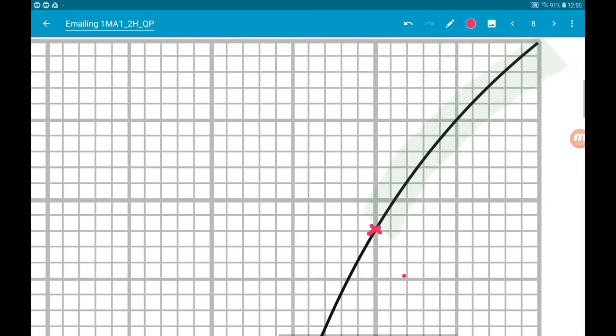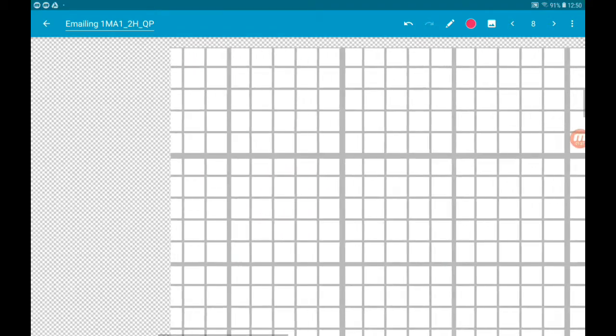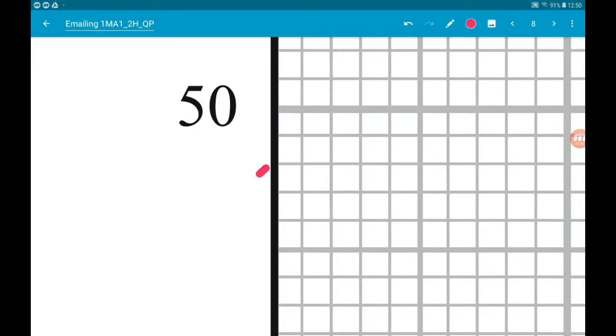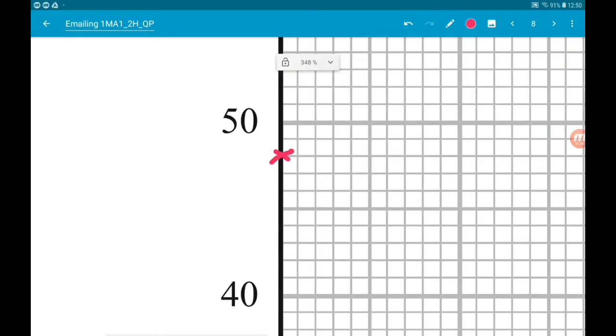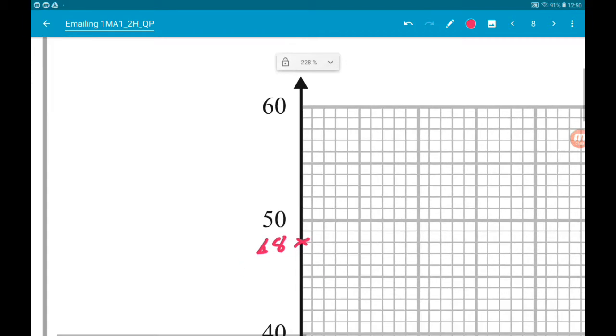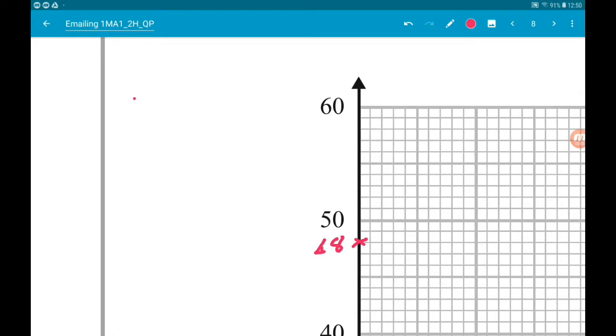So we now go across to get our y value. So we are here. Now the scale is nice. Every little square is 1. So we've come across to 48. So we want the people above that. So we just do 60 minus 48, and we get 12.